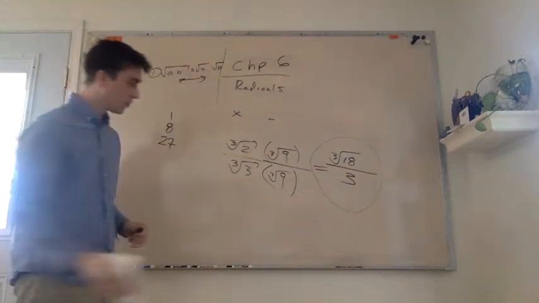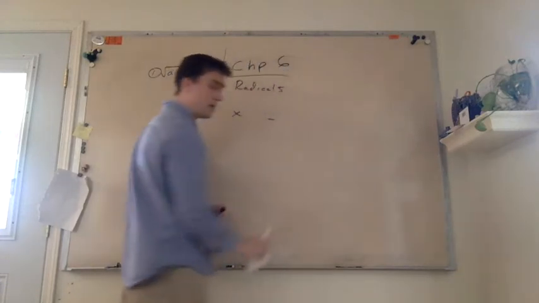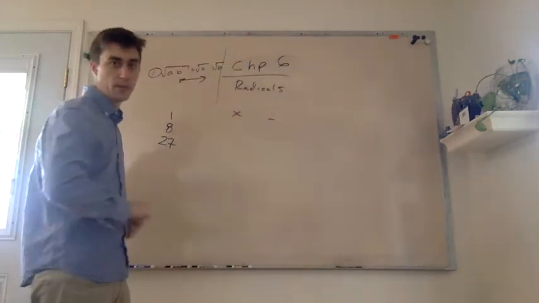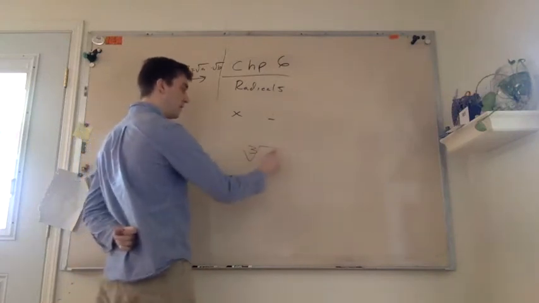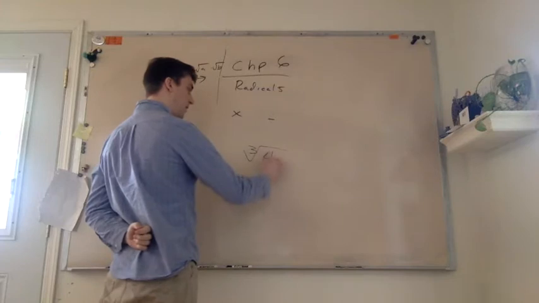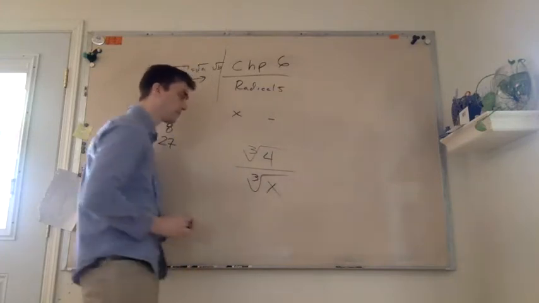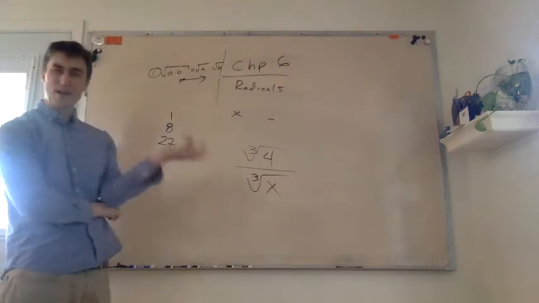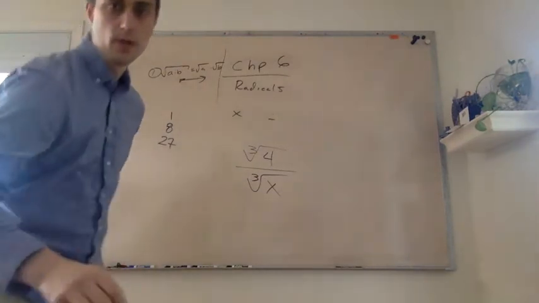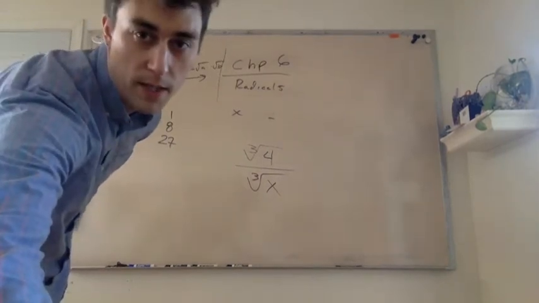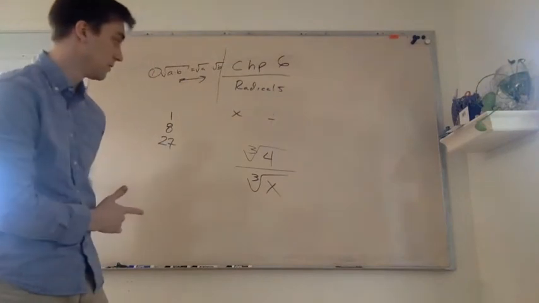Sweet. Works the same way with fourth roots, fifth roots, and any root. You just got to put in whatever you got to put in to make it work. So here's one for you to try. Try the cube root of 4 divided by the cube root of x. Throw in a variable in there. See if you can do that. Pause the video if you want, and give it a try. I'm going to leave this running, so give it a try.